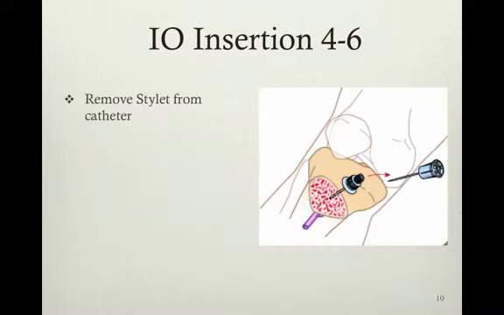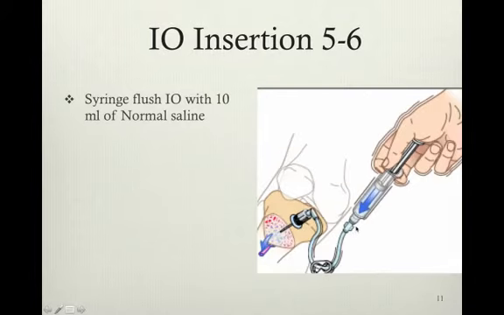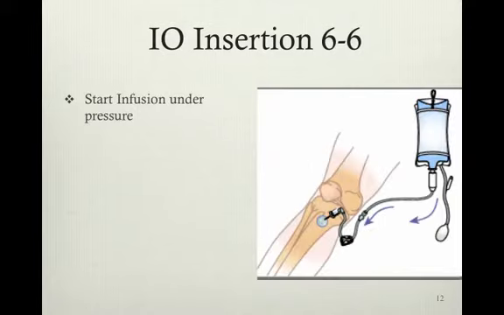Remove the stylet from the catheter. This is important because no fluids flow down this if this stylet is in place. And this assists it going into the bone marrow. This is a Luer lock or a standard IV lock. Flush the IO with about 10 mils of normal saline. Be sure that you have a good flow. And start infusion under pressure.